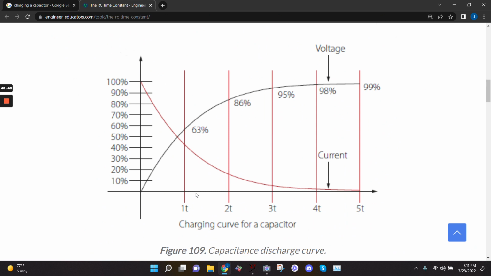Alright, so let's see if we can get a good look at this. Basically this is the case in every RC circuit ever. After one time constant, it's 63% of the way to the final voltage. After two time constants, it's 86% of the way. After 3, it's 95%. After 4, it's 98%. And after 5, it's 99%.